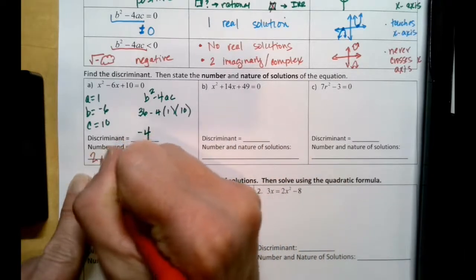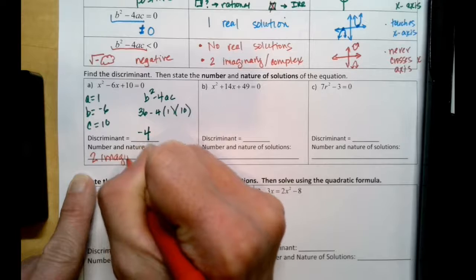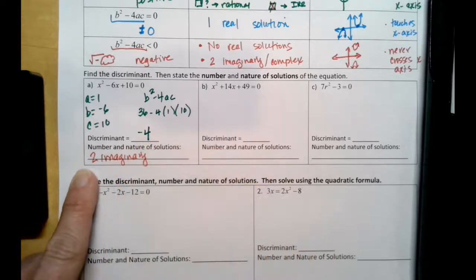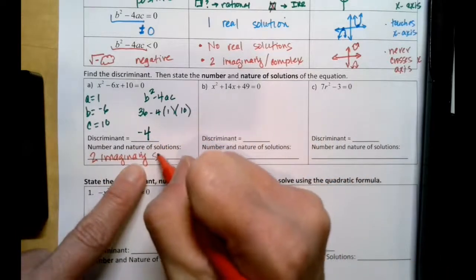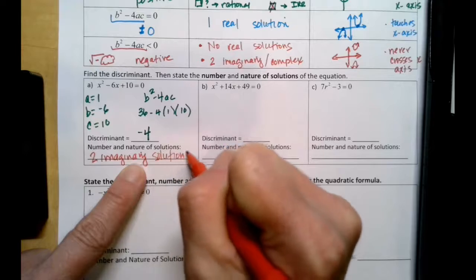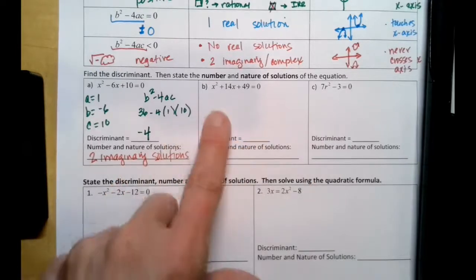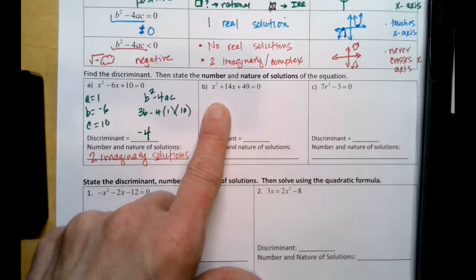which means that I have two imaginary solutions, no real solutions. All right, let's take a look at this one.